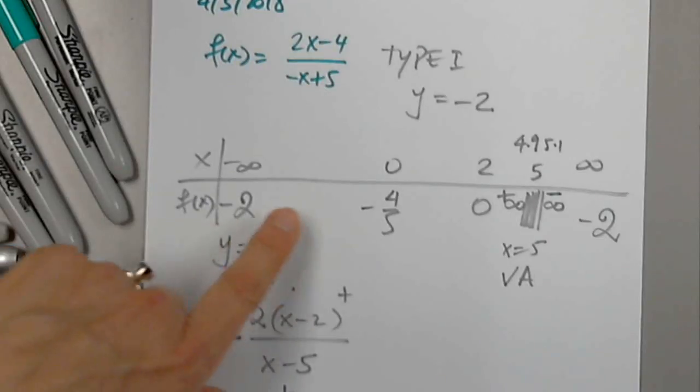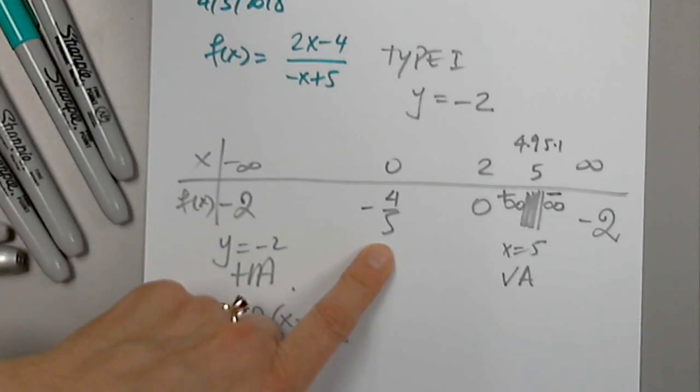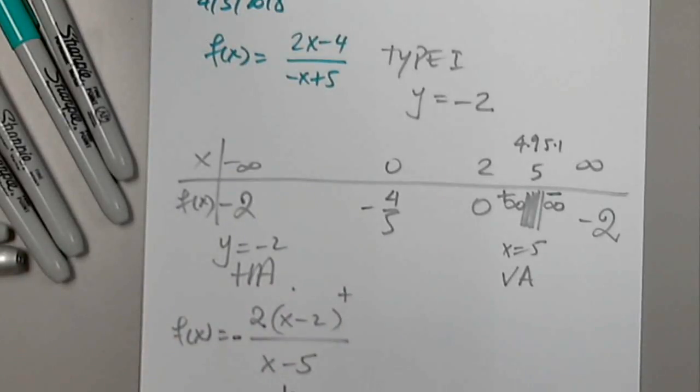So from -2, it crosses the y-axis first. That's why. Okay. So from -2, it crosses the y-axis first at 0, -0.8. It crosses the x-axis at 2, 0, and it's going to infinity. Correct. So from -2, crosses the y-axis at 0, -0.8, crosses the x-axis at 2, 0, and going to infinity.